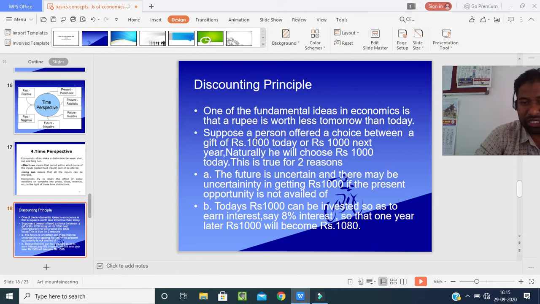The future is uncertain, we can't say about the future, either he may be alive or not, or we may be alive or not. That is nothing but uncertainty. So the future is uncertain, and there may be uncertainty in getting rupees 1000 if the present opportunity is not availed. The second reason is that today rupees 1000 can be invested so as to earn interest, say 8% interest as we get on a fixed deposit. So after 1 year, I am not getting 1000, I am getting 1080 rupees.